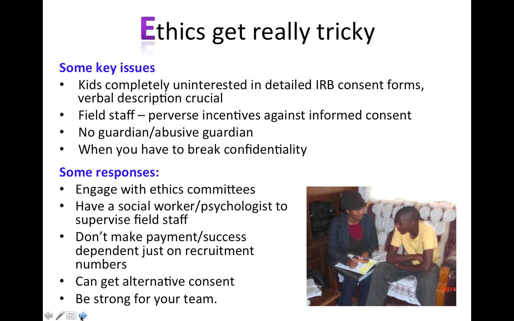What are some of the things that can help? It can be very helpful to have a qualified social worker or psychologist to supervise field staff. That's really helpful because in a sense, you can't anticipate all the problems that are going to come up. Do, as Monica said, make friends with your ethics committee. Don't make either payment or success or praise only relevant on numbers reached for staff, because that does lead to perverse incentives. And I think something that I found particularly important here is being really strong for your team.